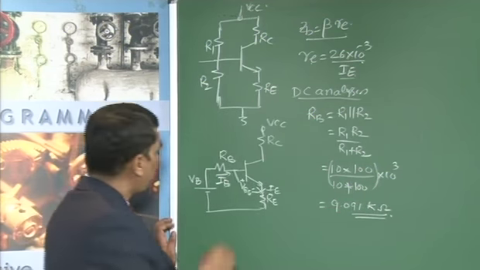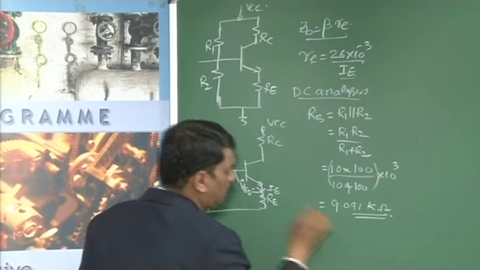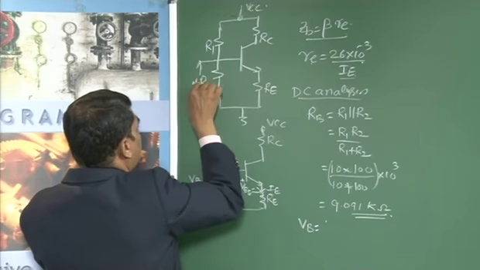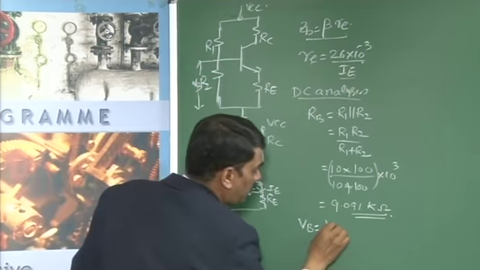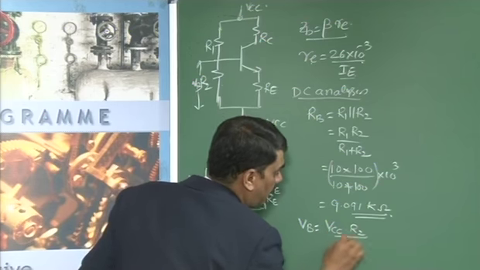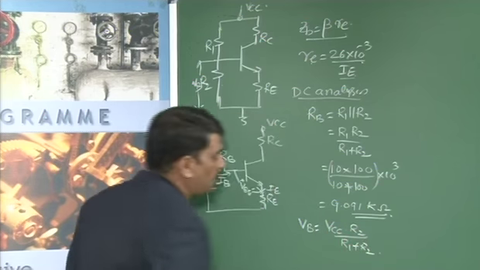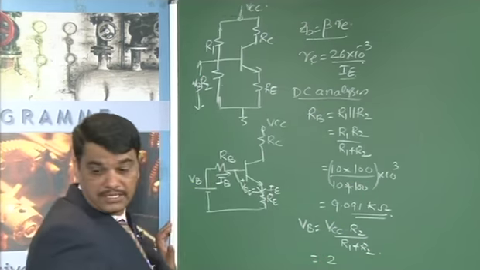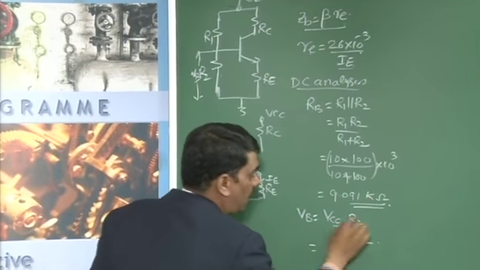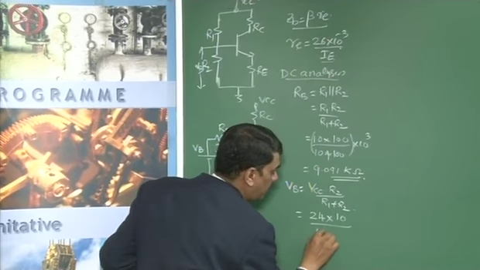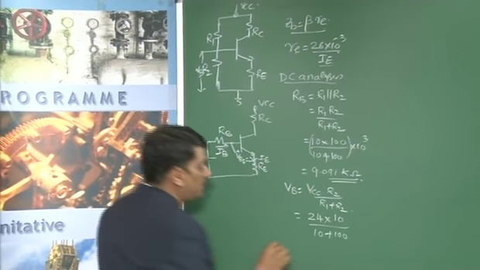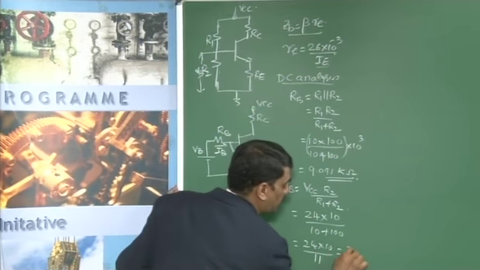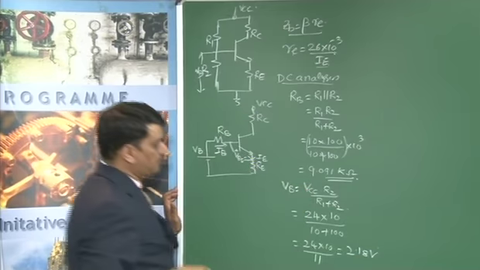Similarly, VB is given by the voltage drop across R2. It is given by VCC R2 divided by R1 plus R2. This is equal to, the powers cancel, VCC is 24 into R2 is 10K divided by 10 plus 100. This is equal to 24 into 10 divided by 11. This value is approximately equal to 2.18 volts.